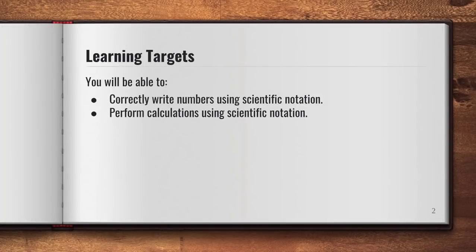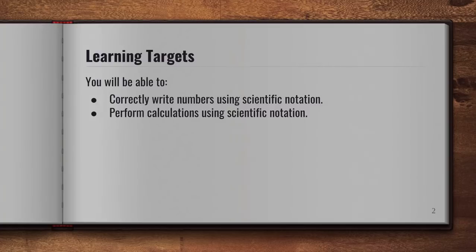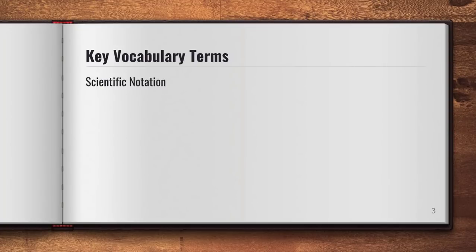Our objectives today: you should be able to correctly write numbers using scientific notation, and then you should also be able to perform some basic calculations using scientific notation. And again, our only vocabulary word is scientific notation.